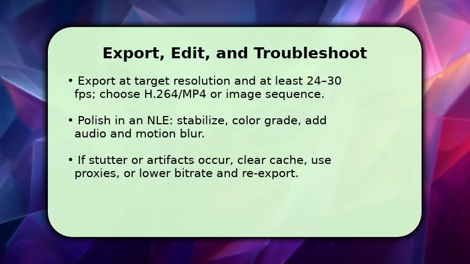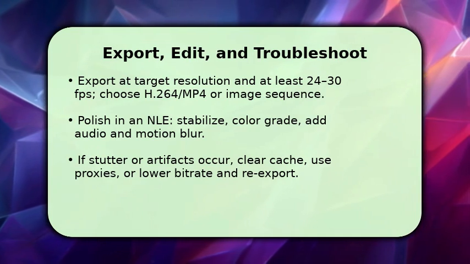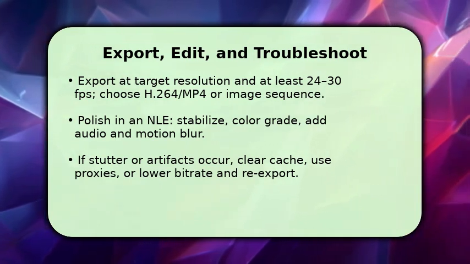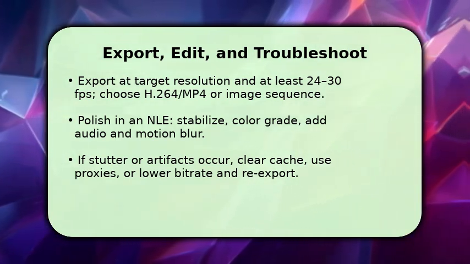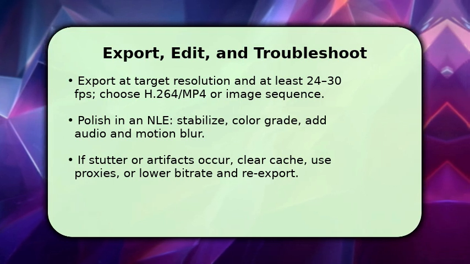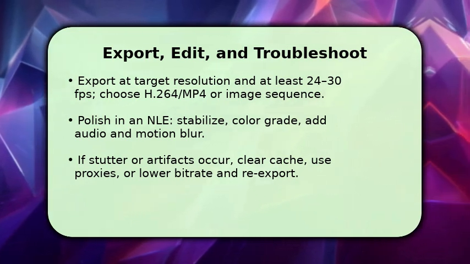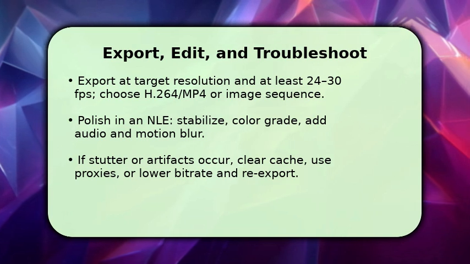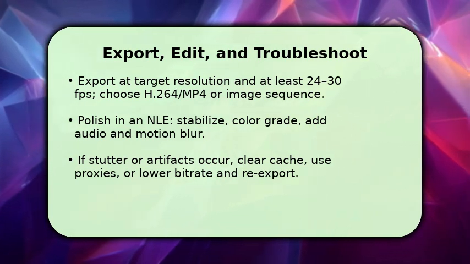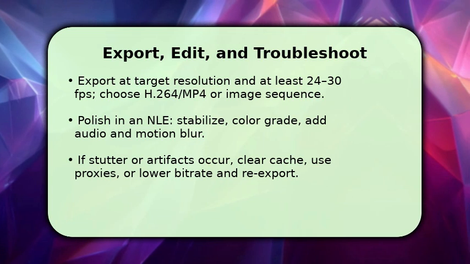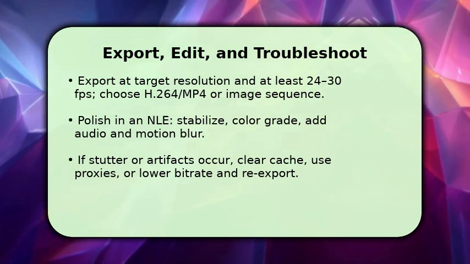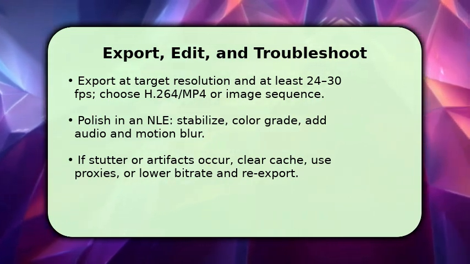You're at the finish line. Export at your target resolution and frame rate, 24 or 30 FPS for smooth motion or higher for slow motion. Prefer H.264 MP4 or an image sequence for best quality to file size balance. Then import into your editor to add color grading, motion blur, titles, and a soundtrack. Once done, export the final master.